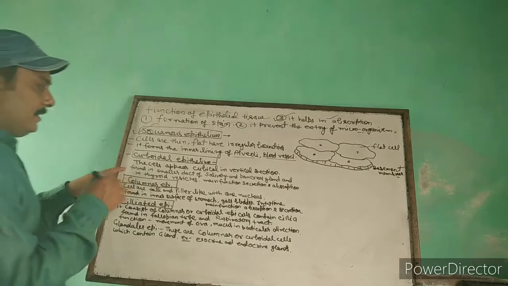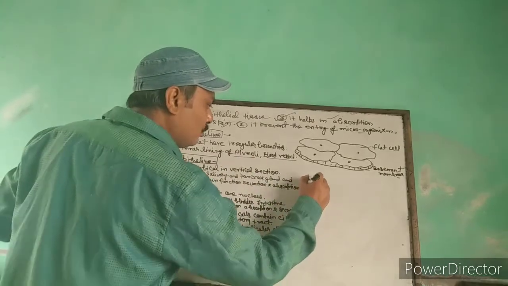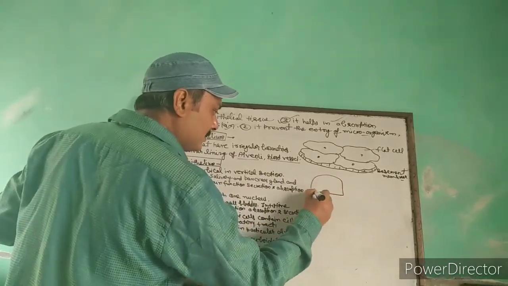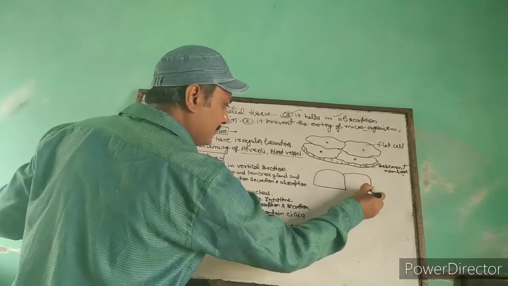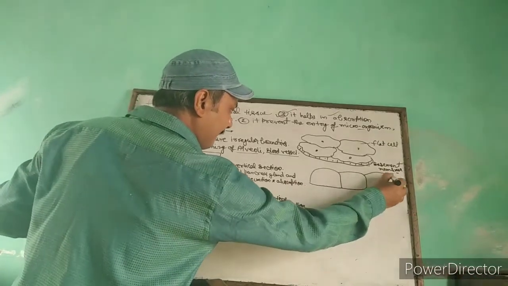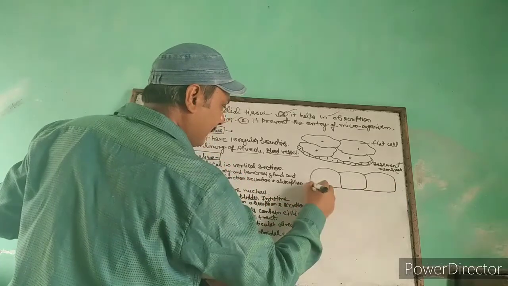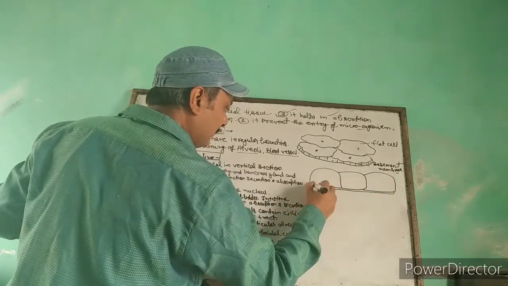Now cuboidal epithelium. Cuboidal, these are cube-like. This is the cube-like structure. These are the cube-like cells. And this is the basement membrane.